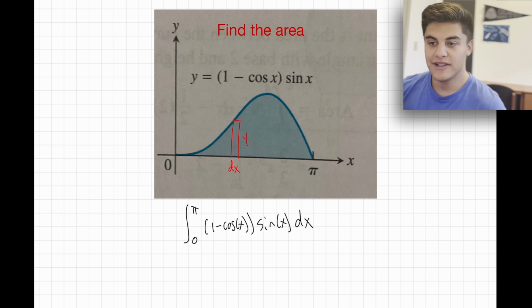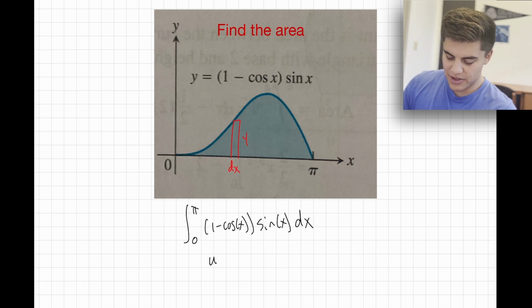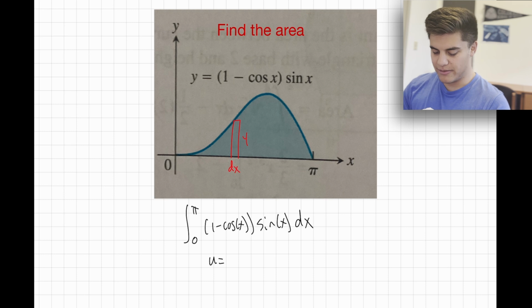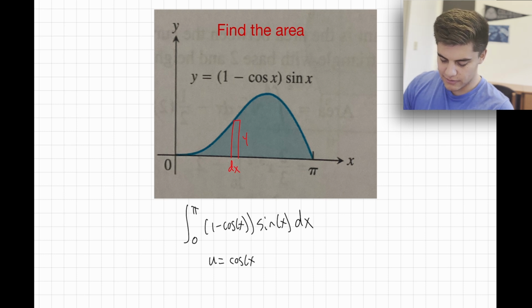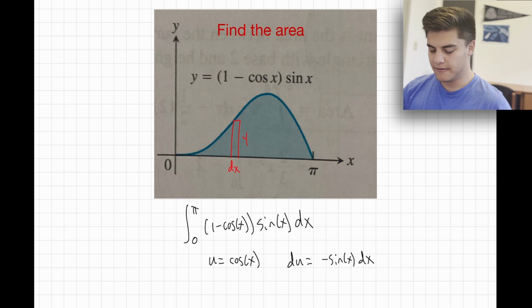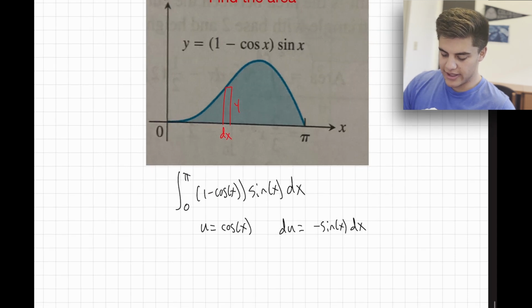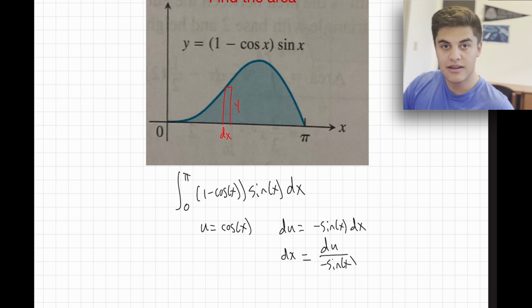So what we can do to solve this integral now that it's set up, which is the hard part, is use a u substitution. Our u variable is going to be cosine of x. So that means du is equal to negative sine of x dx. And what I did there is just take the derivative. And I like to rearrange for dx. So dx is equal to du divided by negative sine of x, right?